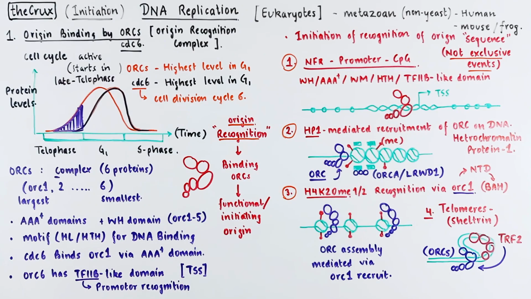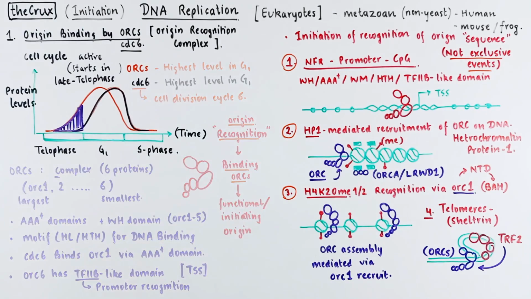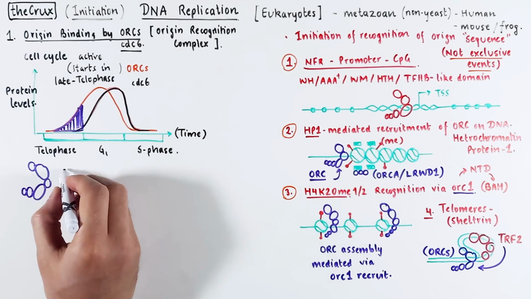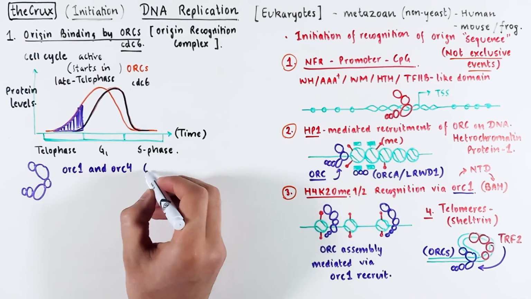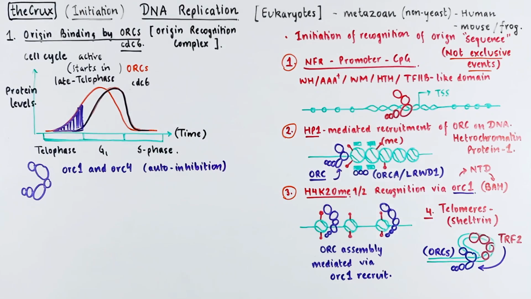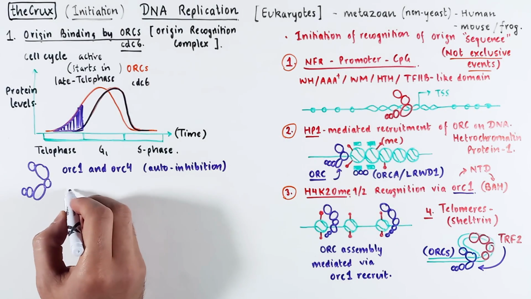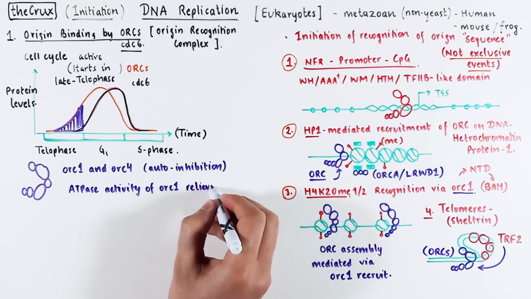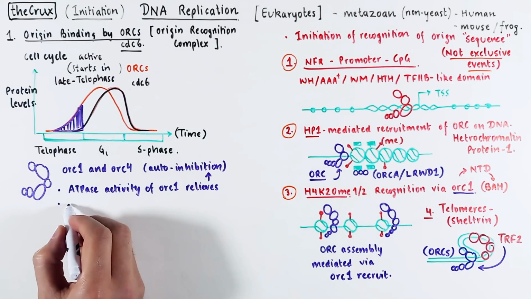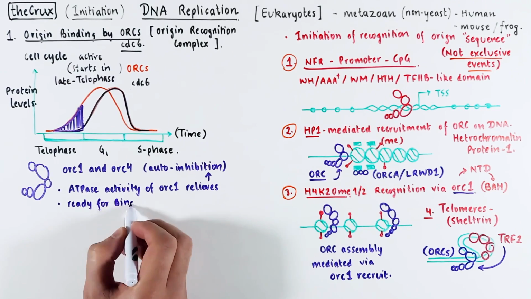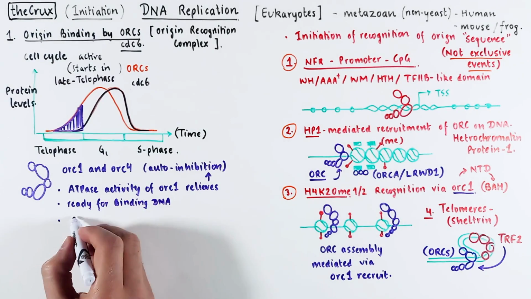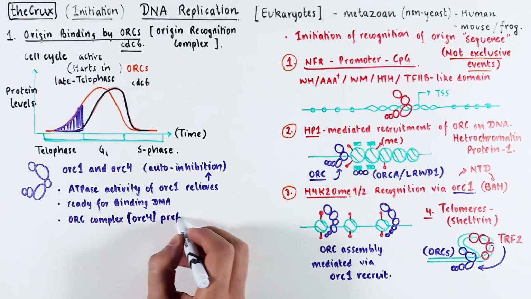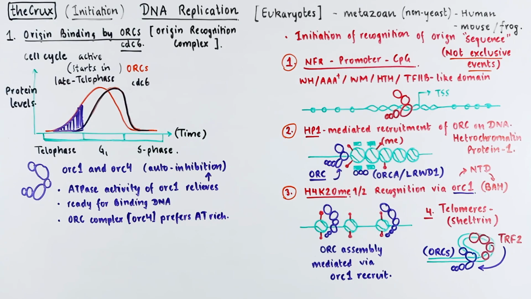Now let's check out the binding dynamics of ORCs. Typically, in the free-floating ORC complex, the ORC1 and ORC4 inhibit each other's activity. Through some regulation that is linked to cell cycle transitions, the ATPase activity of the ORC1 is somehow activated, and that releases this autoinhibition. And only then is the ORC complex able to bind the DNA. And if the ORC assembly is mediated by the ORC4, then it is likely to be on the AT-rich regions.